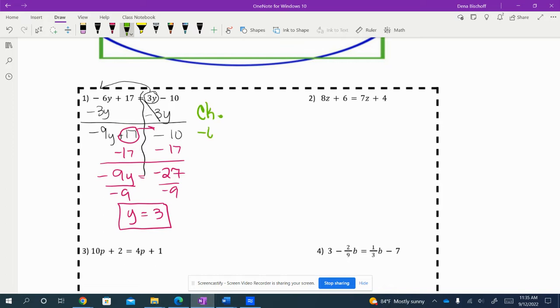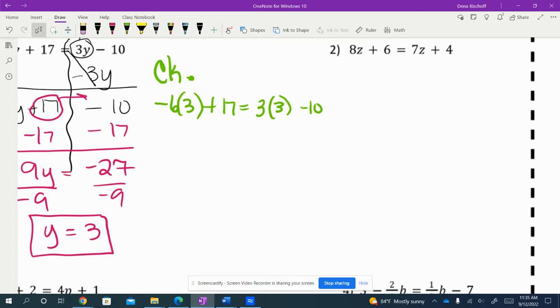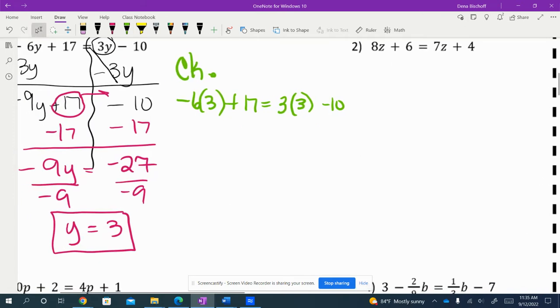I have negative 6, but instead of multiplying it by y, I'm going to multiply it by 3, plus 17 equals 3y, but instead of writing 3y, I'm going to write 3 times 3 minus 10. And notice that when I substitute in for a variable, like when I do my check, I plug in the variable term inside of a parenthesis. So this was actually a y right here, and this was a y right here. You guys follow me? You see what I'm doing?